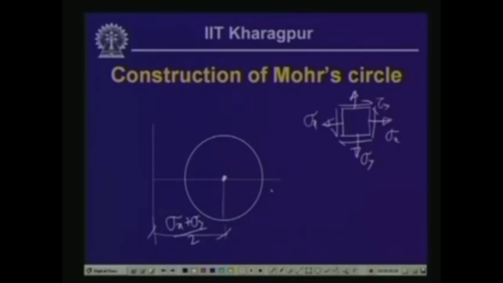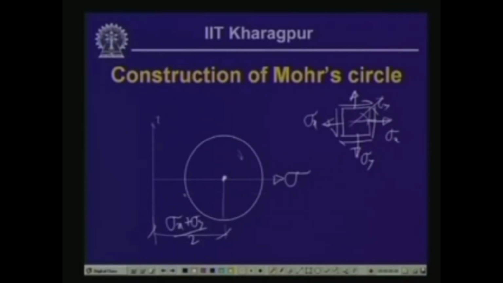Now, there are two ways of constructing the circle. One is that we can represent sigma in this direction and tau in the positive direction, as we have noted earlier. In that case, the angle will be in a clockwise direction. The theta angle in this Mohr plane will be in the clockwise direction, which is opposite to the convention we assumed while deriving the transformation equation, where we have taken theta as anticlockwise.